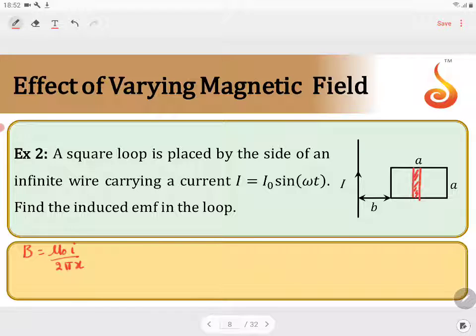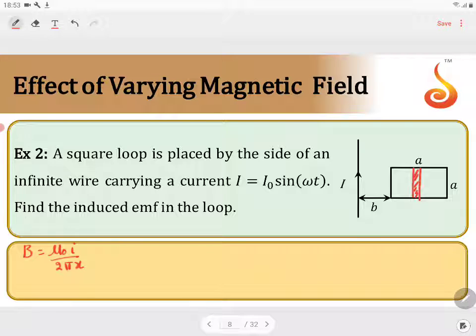So here we have to find the flux of a loop in a non-uniform magnetic field. To find the flux in a non-uniform magnetic field, we have to divide that entire loop into small strips. We have to find the flux through the small strip, and then we have to integrate to get the total flux. So first we get the flux, then after that we apply Faraday's law of electromagnetic induction to get the induced EMF.